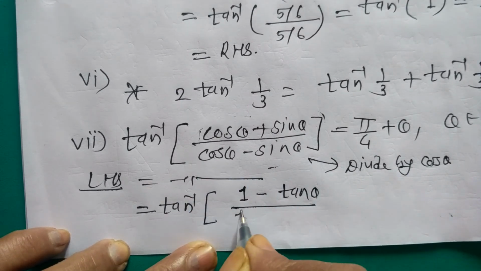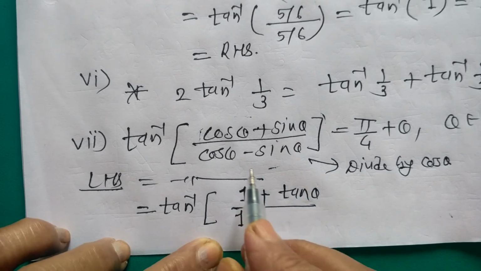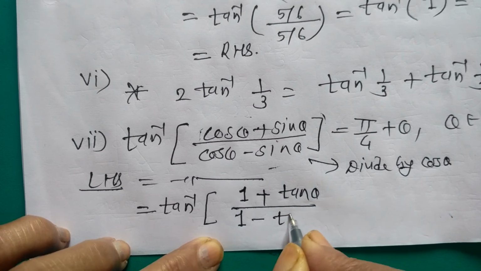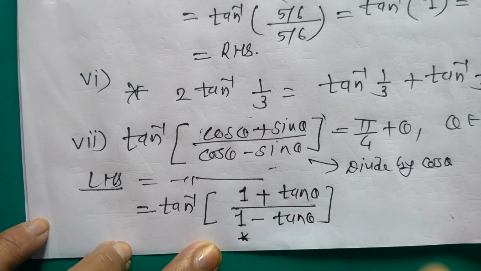Again cos theta upon cos theta is 1. Here numerator contains plus sign, denominator contains minus sign. This sin theta upon cos theta is again tan theta. Again this is a standard ratio. You know this is the result for tan of pi by 4 plus theta.